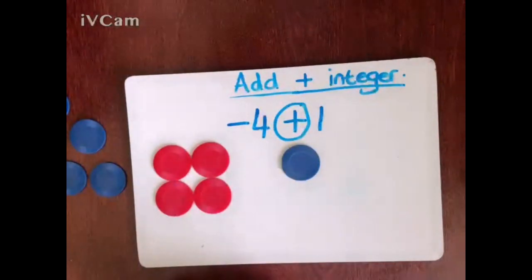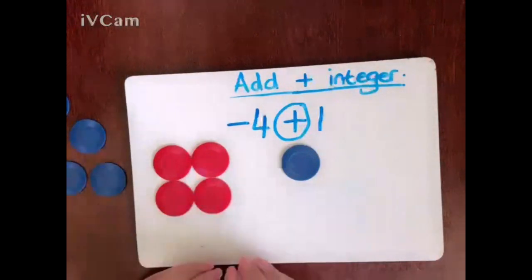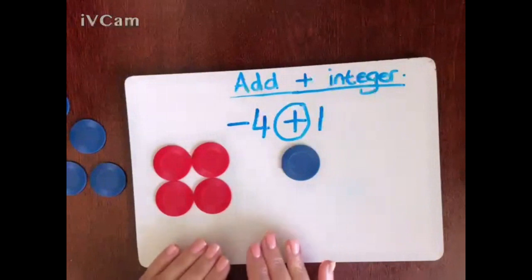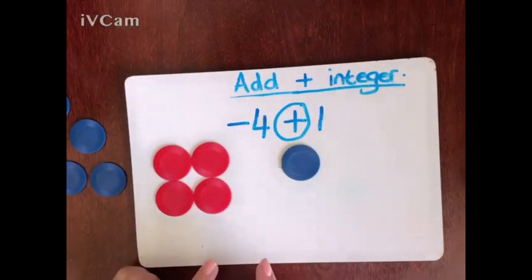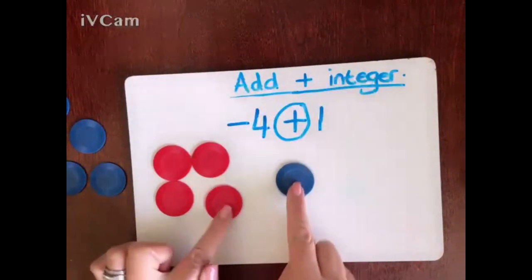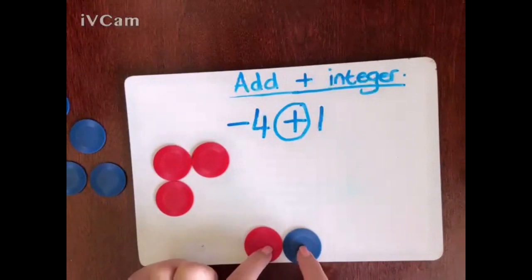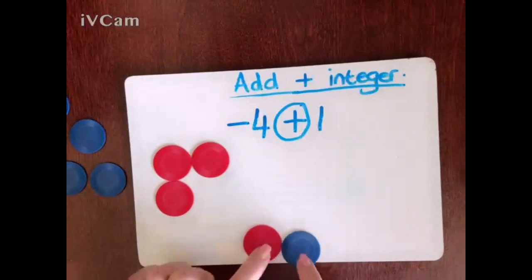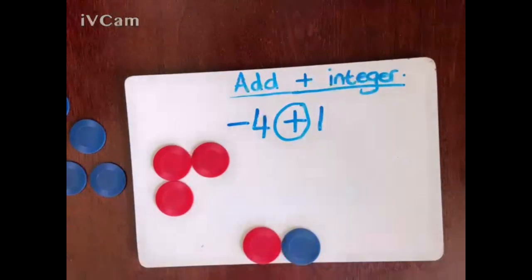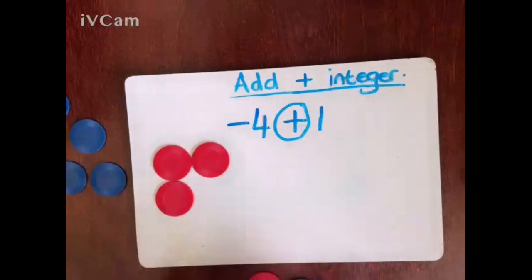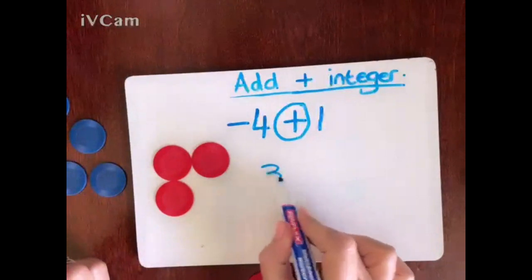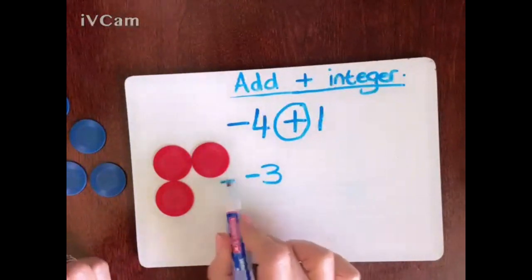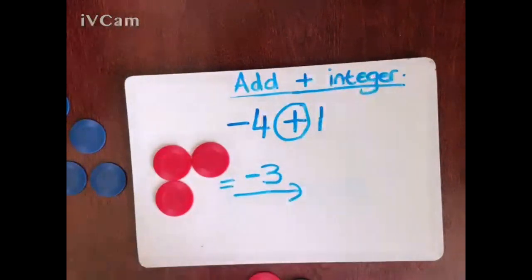So let's model this. We are taking 4 negative discs, and we are adding that to 1 positive disc. So I model the situation. Now I want to do something with the situation, because how am I going to add these? By making zero pairs. So if I can form a zero pair, that means this zero pair's value is 0. So what am I left with? I am left with 3 red discs. And that is why it is negative.